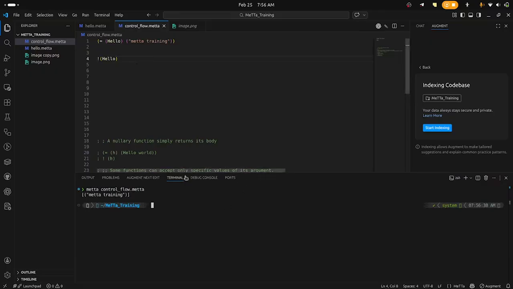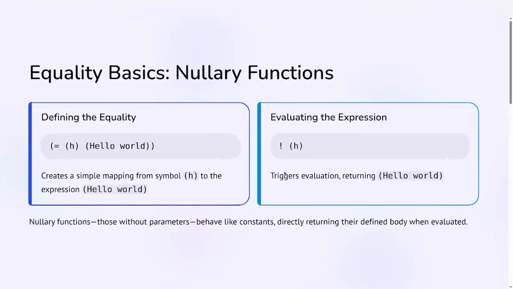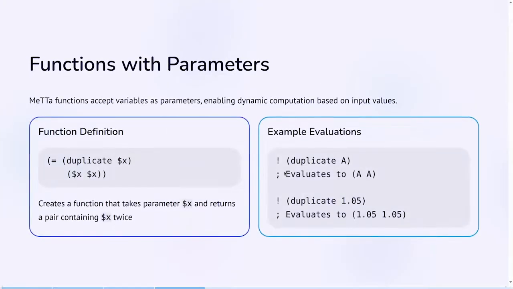So as you can see here, when I'm trying to call hello, now it would have the value that I have assigned above. So this is how we assign linear functions. And the next one is, what if we want the functions to have parameters, right?